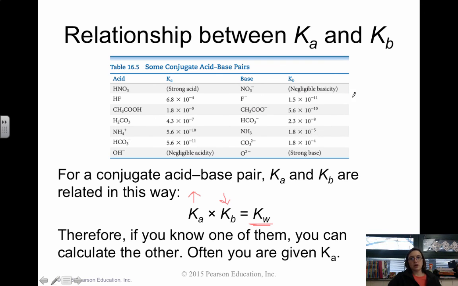So you want to know the relationship between Ka and Kb, as well as how to calculate pH or Ka or Kb using weak acids and weak bases. We're going to be doing a lot of practice in class, but if you do have questions, please make note of them and bring your questions to class.